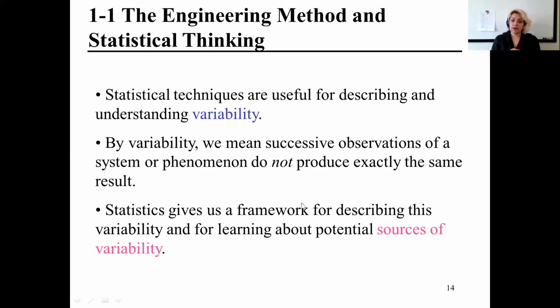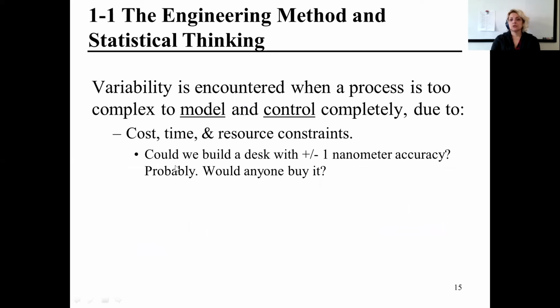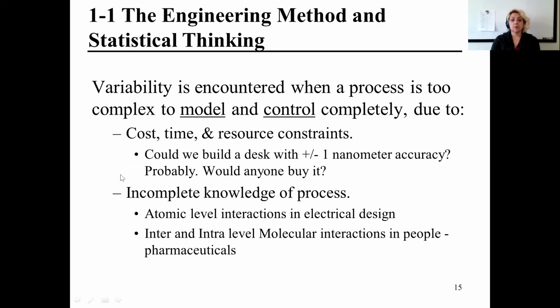Statistics gives us a framework for describing this variability and for learning about potential sources of variability. Because when we learn about the potential sources of variability, we can see which ones we can control and which ones we cannot, and we invest in the ones that we can change. Variability is encountered when a process is too complex to model and control completely due to, for example, cost, time, resource constraints, and incomplete knowledge of the process. All of these things can cause some variability.